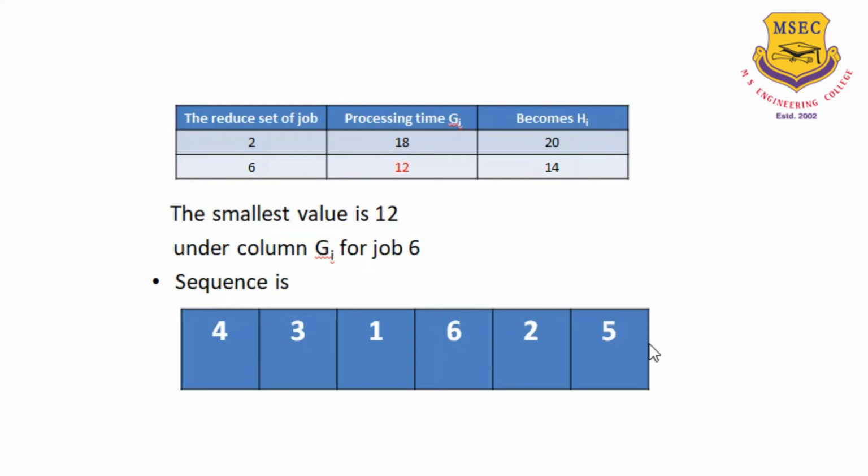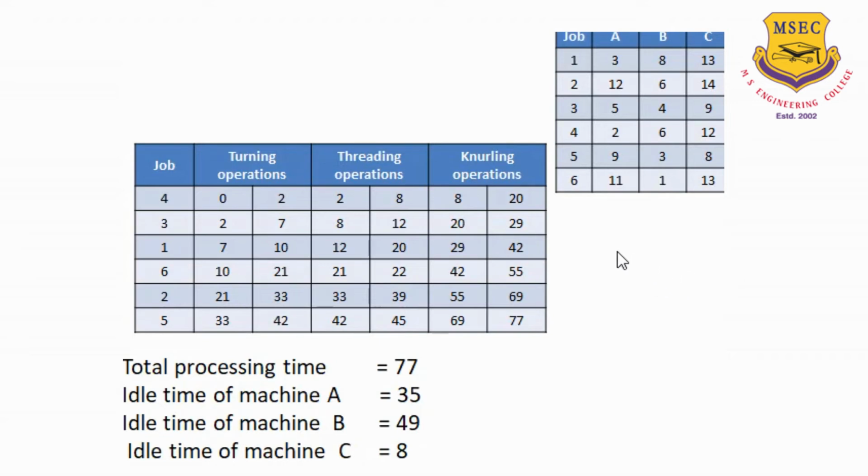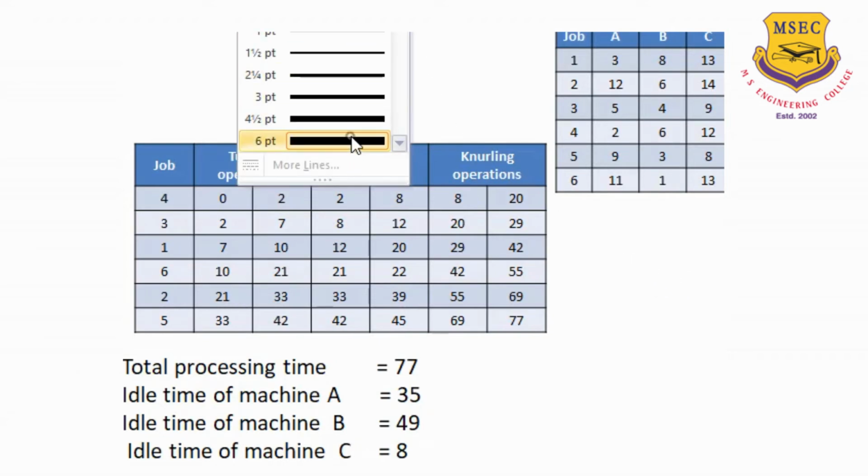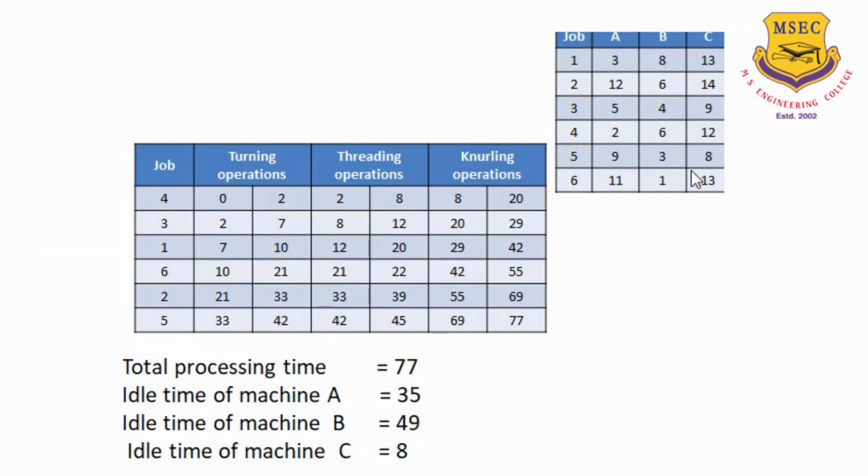Once we get the sequence, we roll back to the 3 machine problem. We just converted into a 2 machine problem in order to get the sequence. Now I have written this particular table to easily identify what times it is going to take. So I just write the sequence, that is 4, 3, 1, 6, 2, 5.